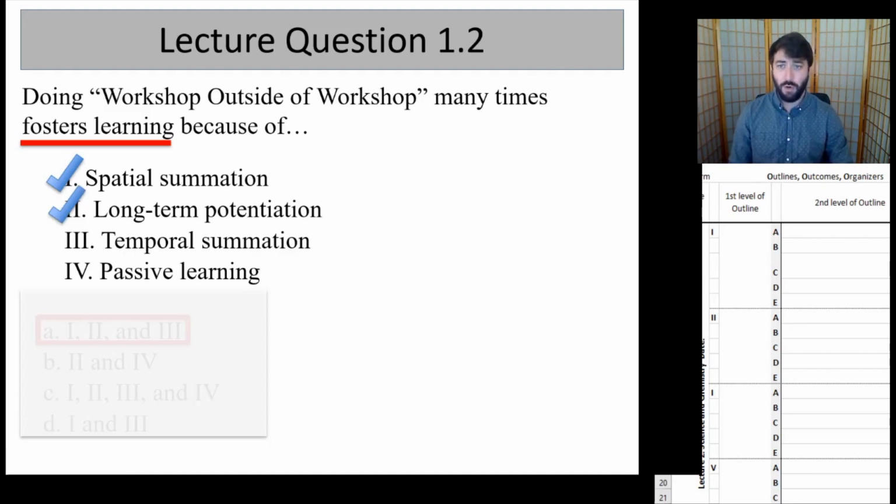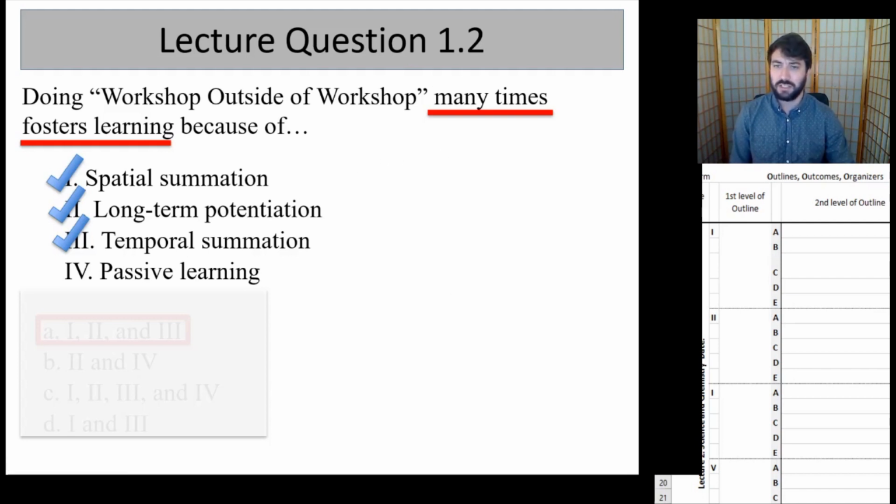Okay, how about temporal summation? Well, that's using the same kind of neural pathway over and over and over again. And I would argue that's probably a good one to include in fostering learning. And also, the question gives you a bit of a hint here. It says, doing workshop outside of workshop many times. So I would argue that's also a pretty good hint to include temporal summation in the things that answer this question, right?